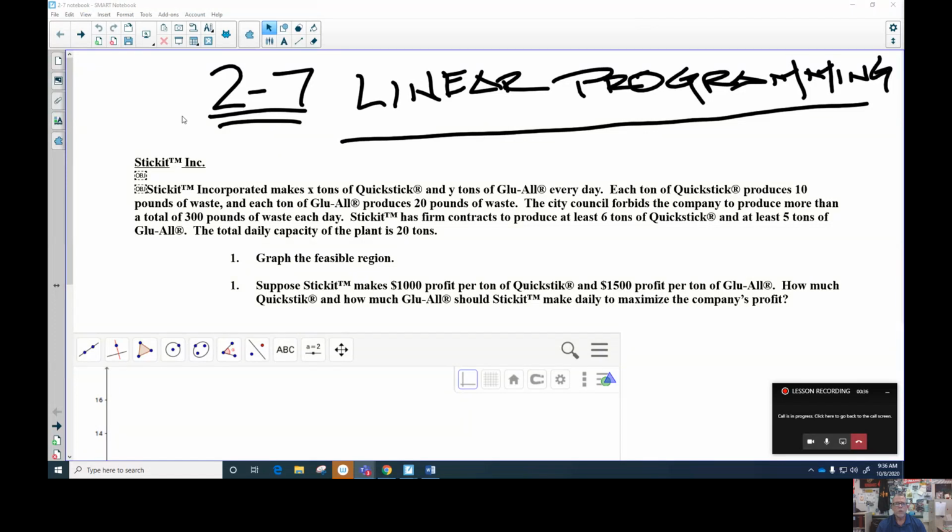All right, folks, hello. We are going to be doing the last section in Chapter 2, 2-7, which is linear programming. So let's get right to it. I'm going to get over there, and you'll see we have a problem on the board already. This is 2-7, linear programming.